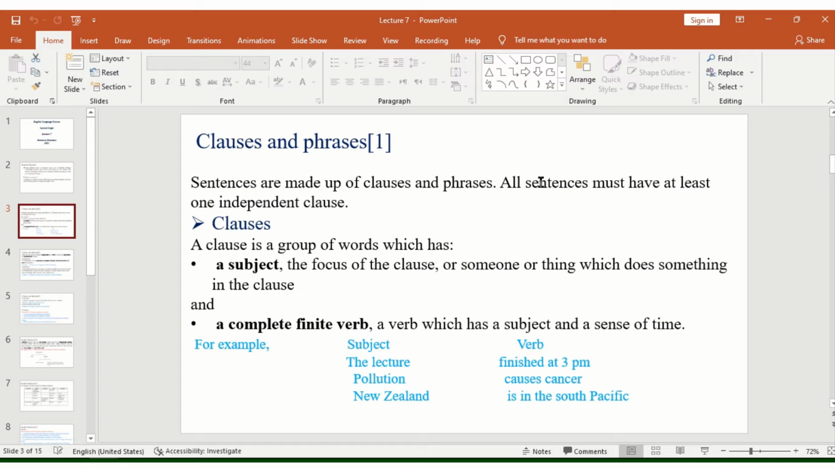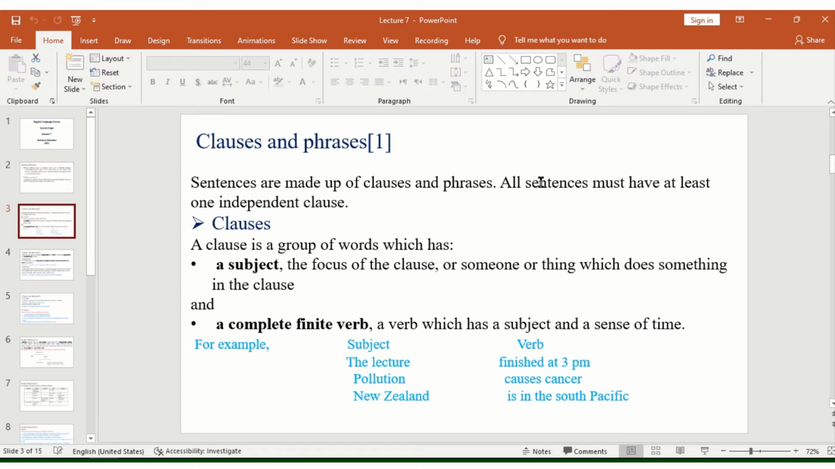Clauses and phrases. Sentences are made up of clauses and phrases. All sentences must have at least one independent clause. Clauses. A clause is a group of words which has a subject, the focus of a clause or someone or thing which does something in the clause, and a complete finite verb, a verb which has a subject and a sense of time.